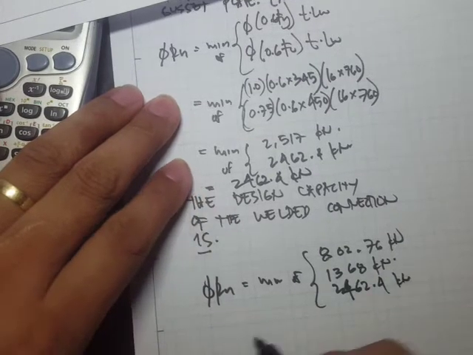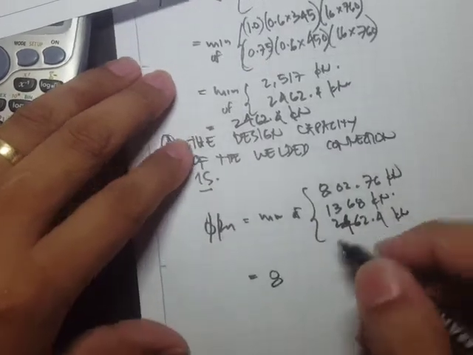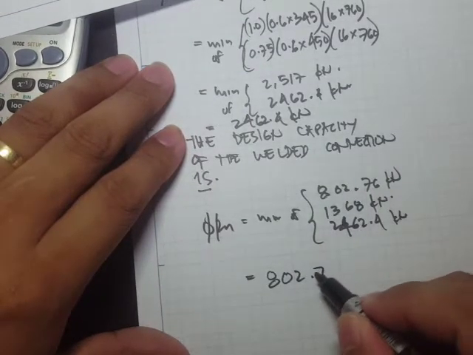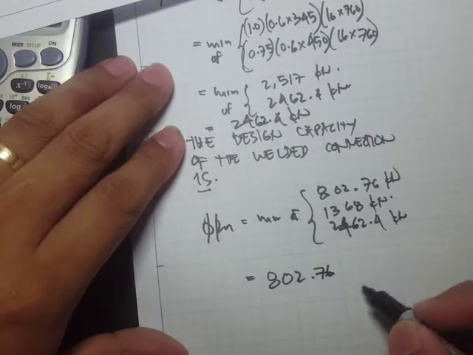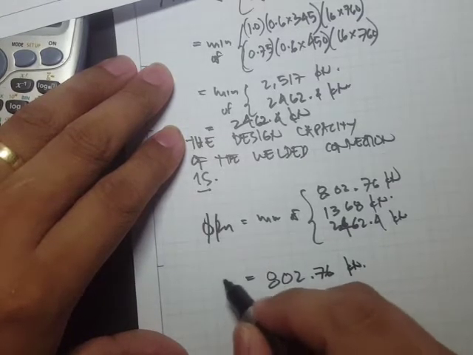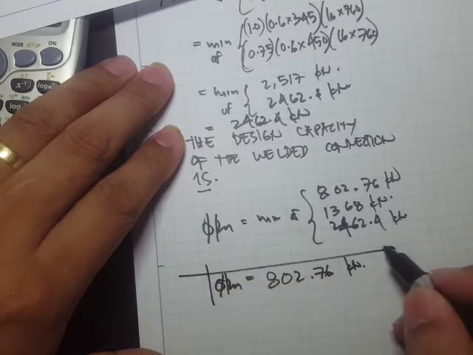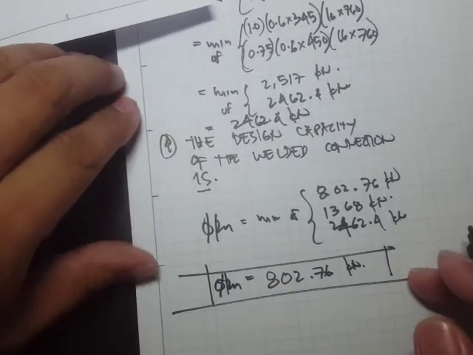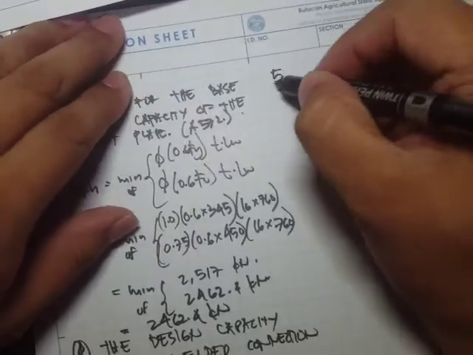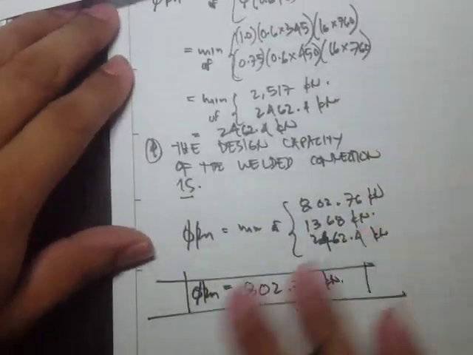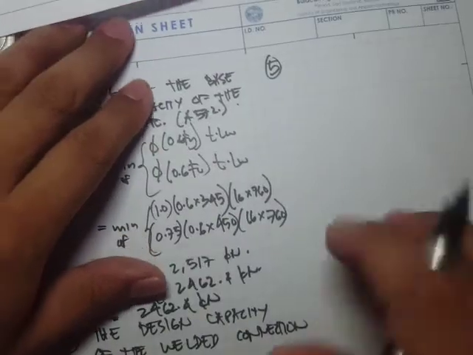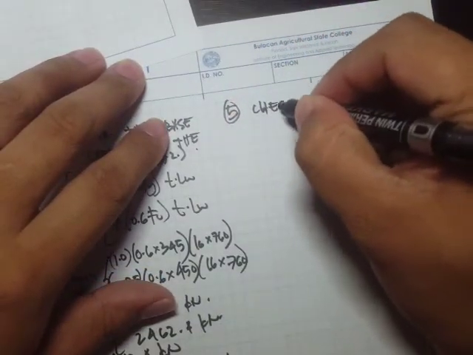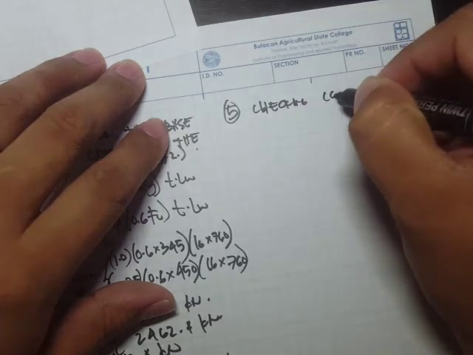So therefore we have 802.76 kilonewtons. Okay, so that's our design capacity. Now let's check. Okay, this is our design capacity, and now let's check the code requirements.